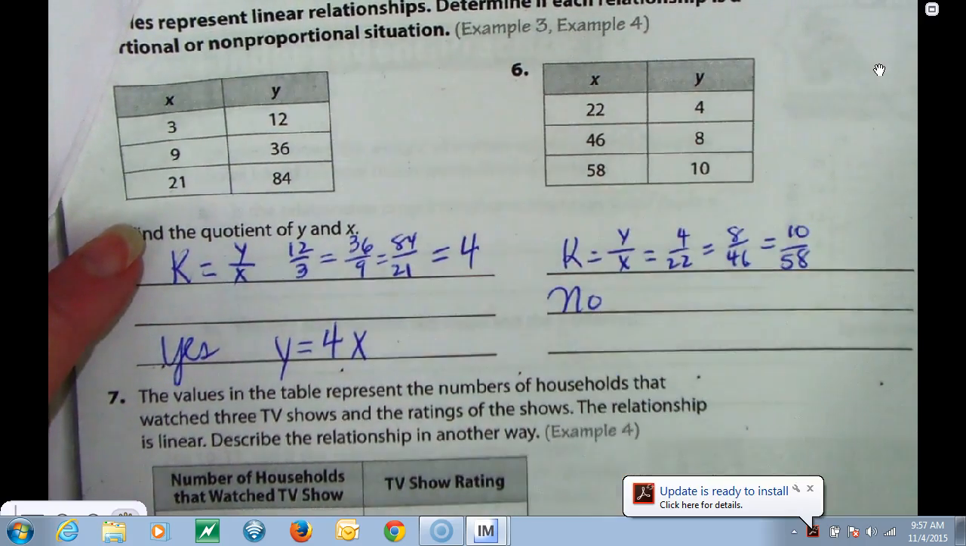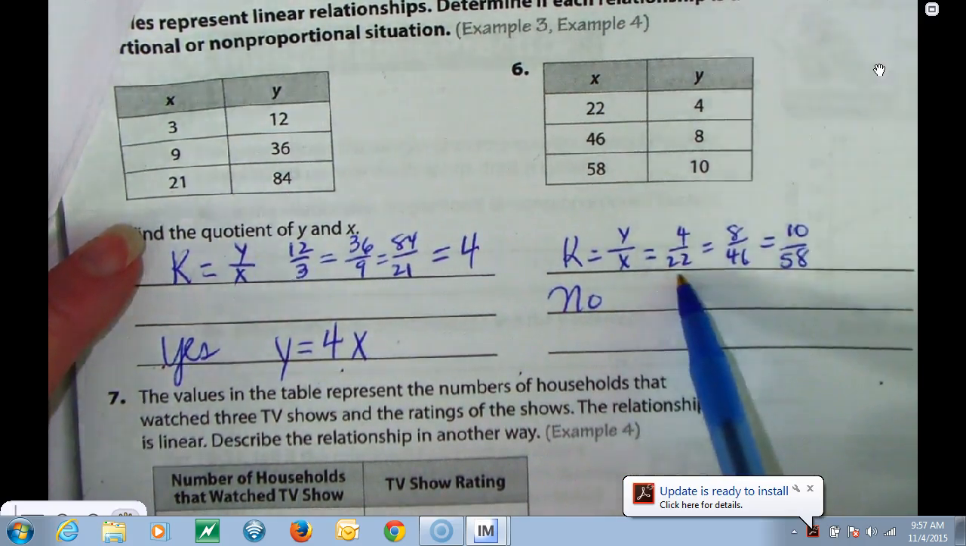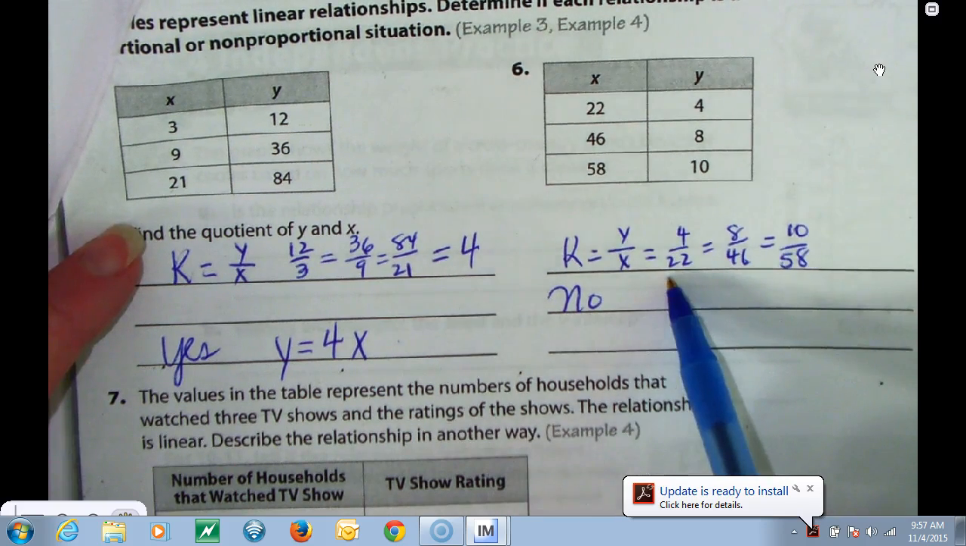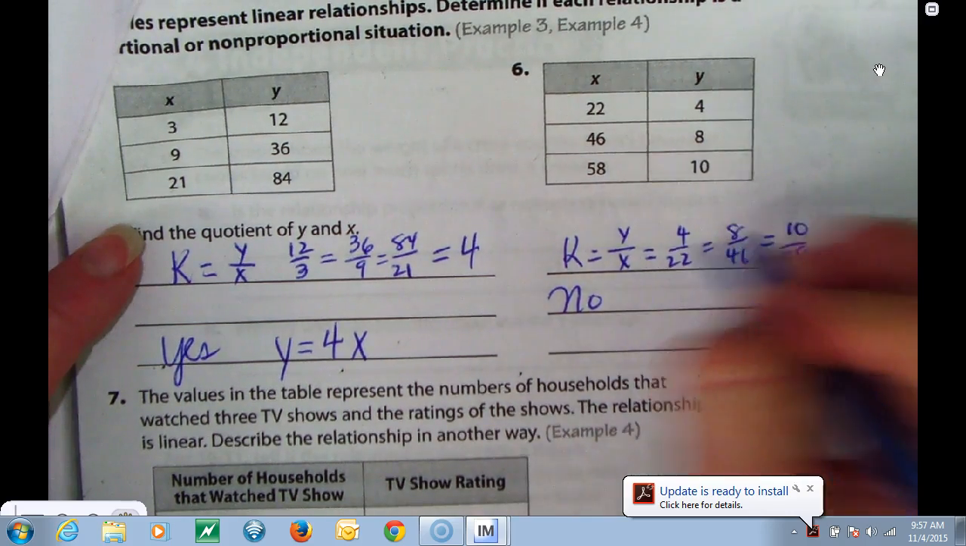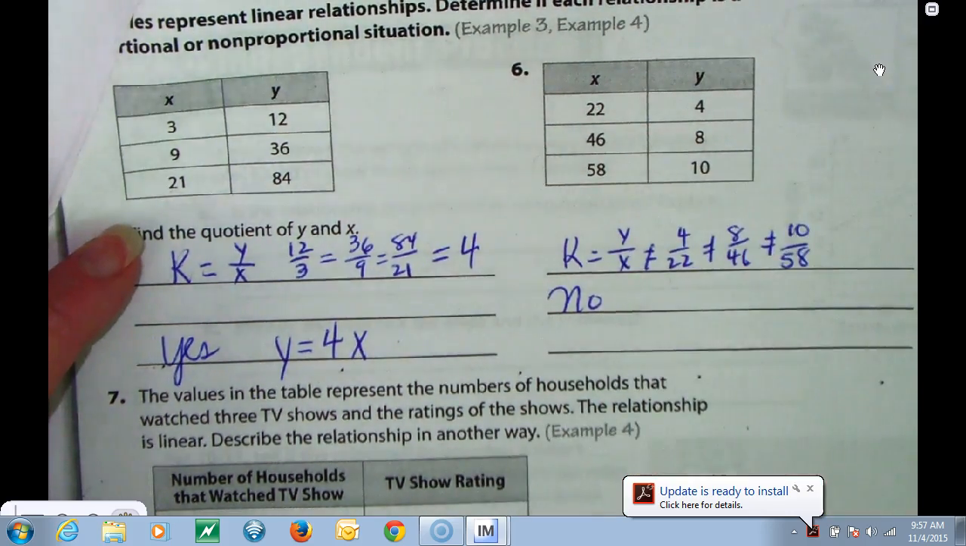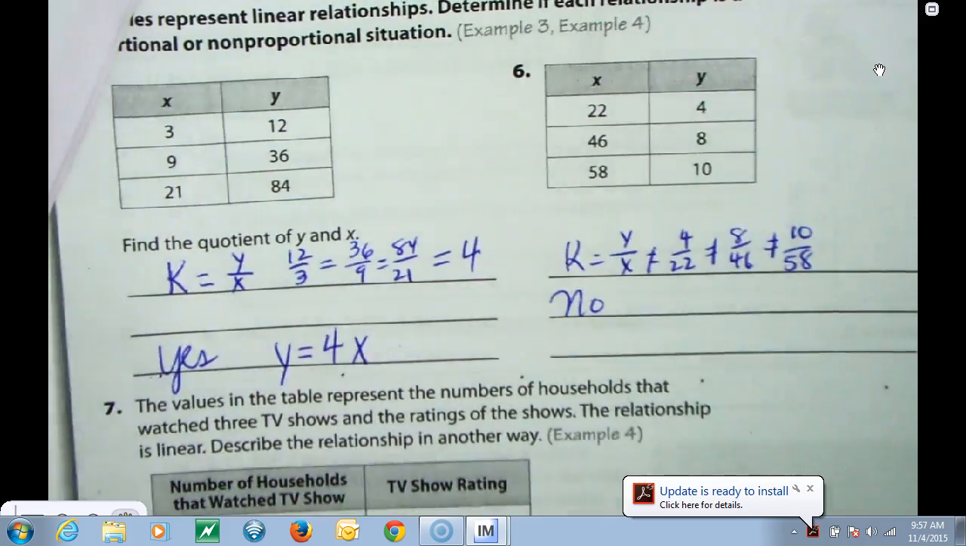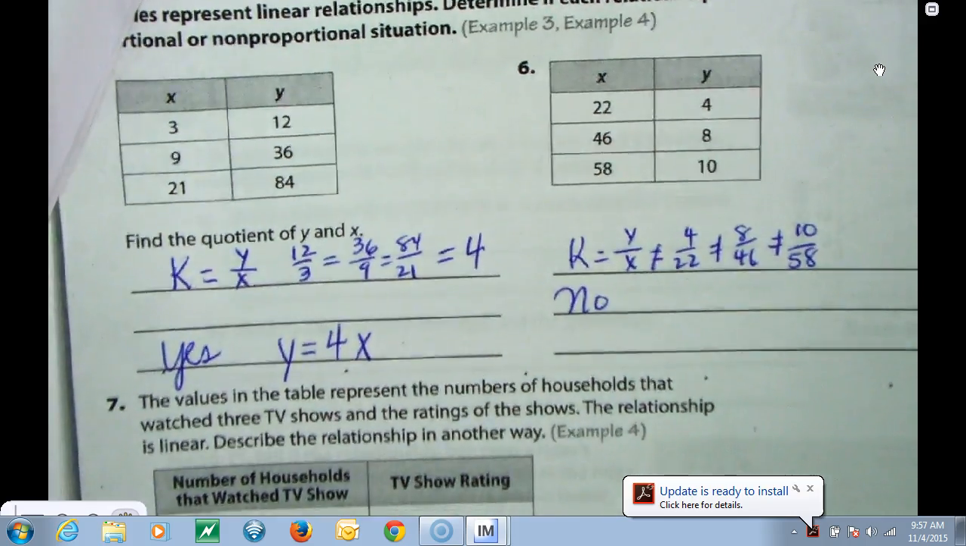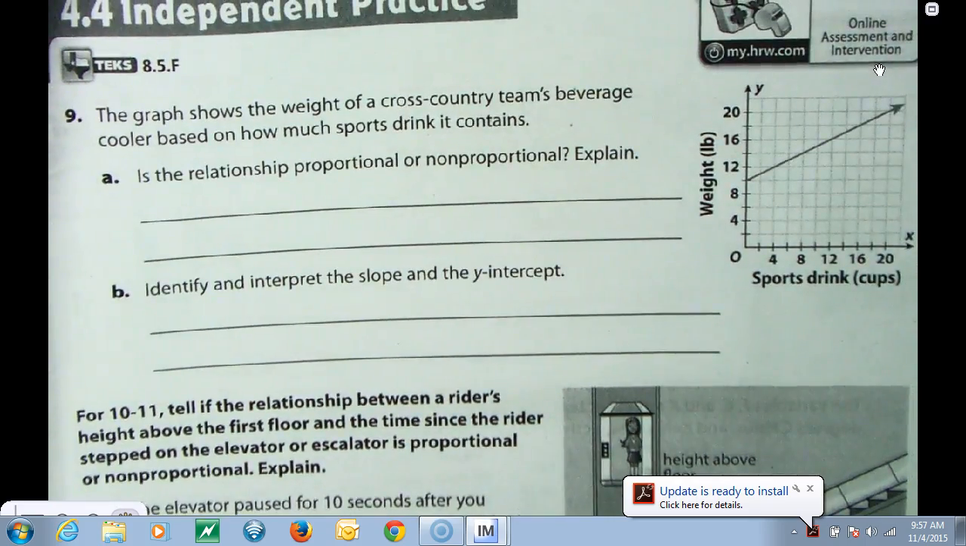No. Okay. I hope you divided 4 by 22 and not backwards. 4 by 22 and 8 by 46. And none of these were equal, were they? None. Okay, but hey, that's right. It works out crazy. So, okay, turn to page 115. I think we're good to go on that.